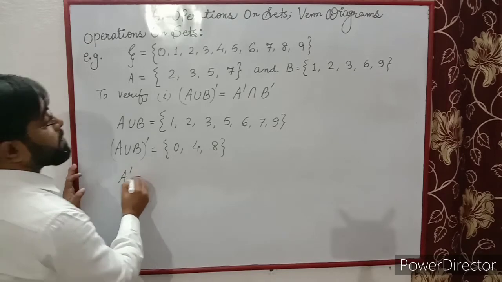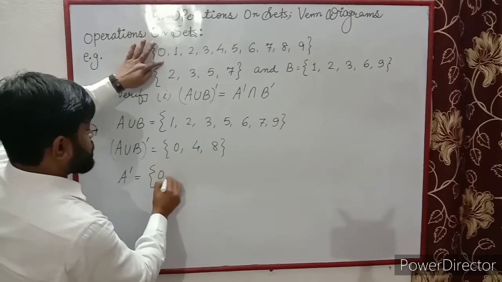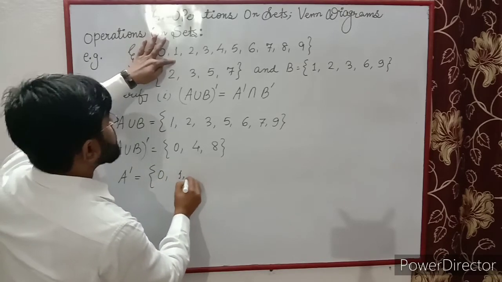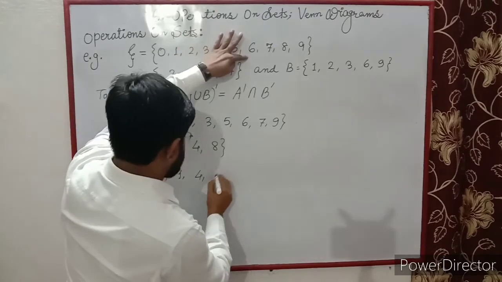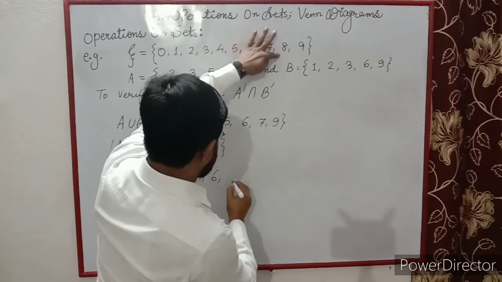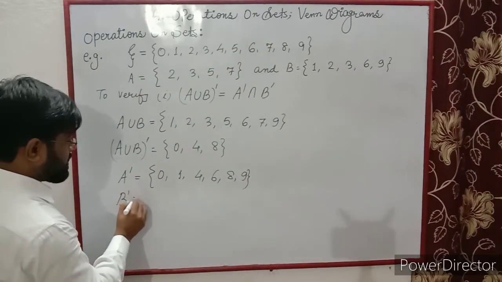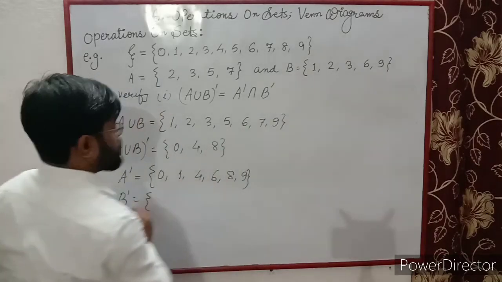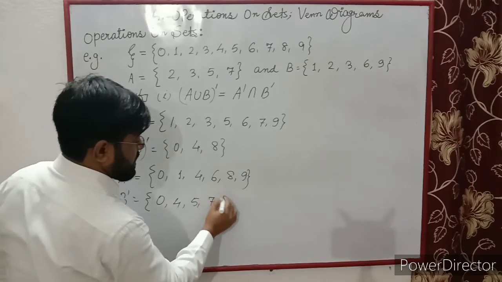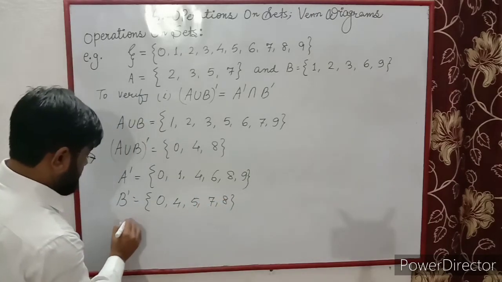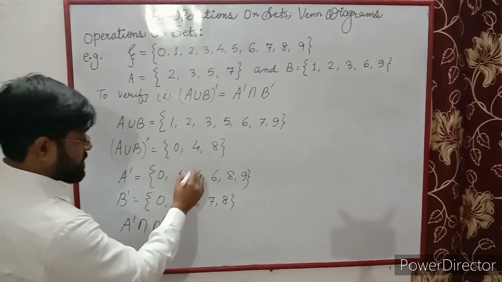Now the complement of set A is 0, 1, 4, 6, 8 and 9. Now the complement of set B is 0, 4, 5, 7, 8.